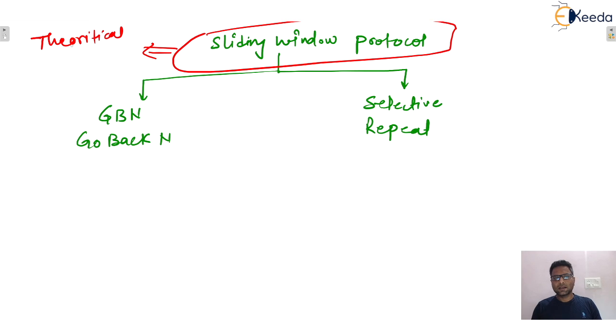In this particular lecture I will be discussing Go-Back-N, and in the next lecture we will see Selective Repeat. So first, I'm going to discuss what is GBN, Go-Back-N, that is the practical implementation of the sliding window protocol.